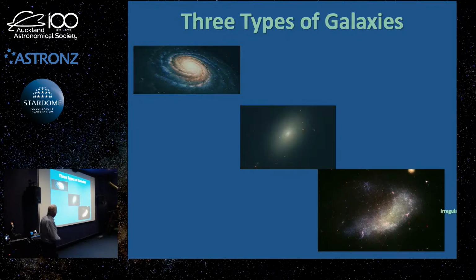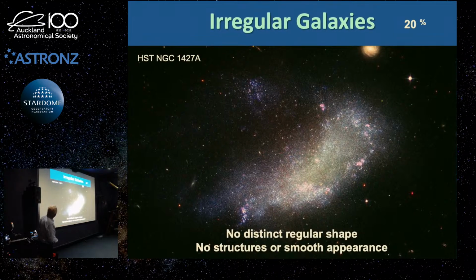Okay, now the third one is irregular galaxies. They make up about 20%, as the elliptical ones do, of galaxies. This here is a Hubble Space Telescope image of an irregular galaxy, and you can see there's no distinctive regular shape. There's no spiral or disk structure. There's no football shape, elliptical galaxy shape there. There's no structure to it or any smooth appearance. They're just literally that, irregular galaxies. And they're typically very small.